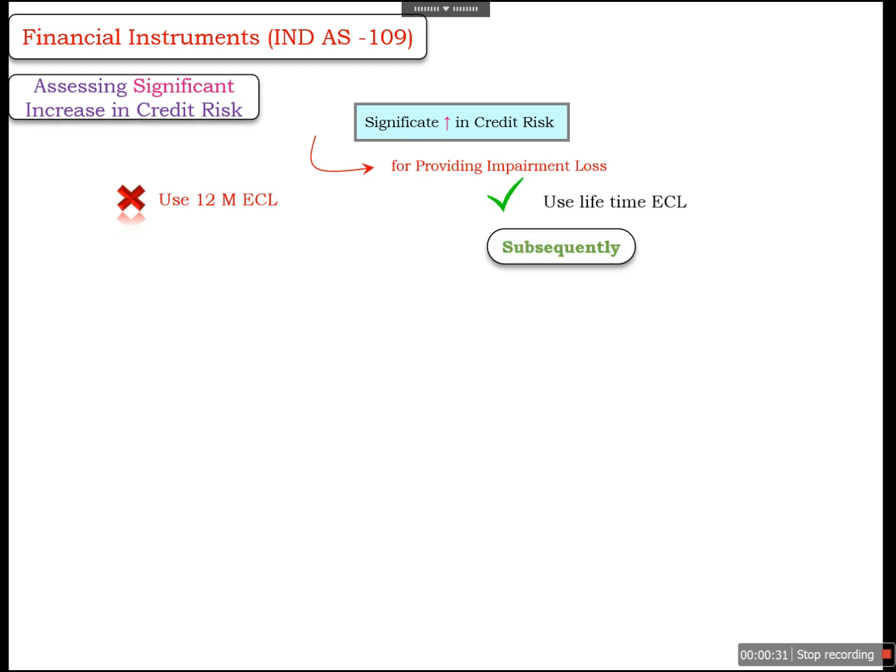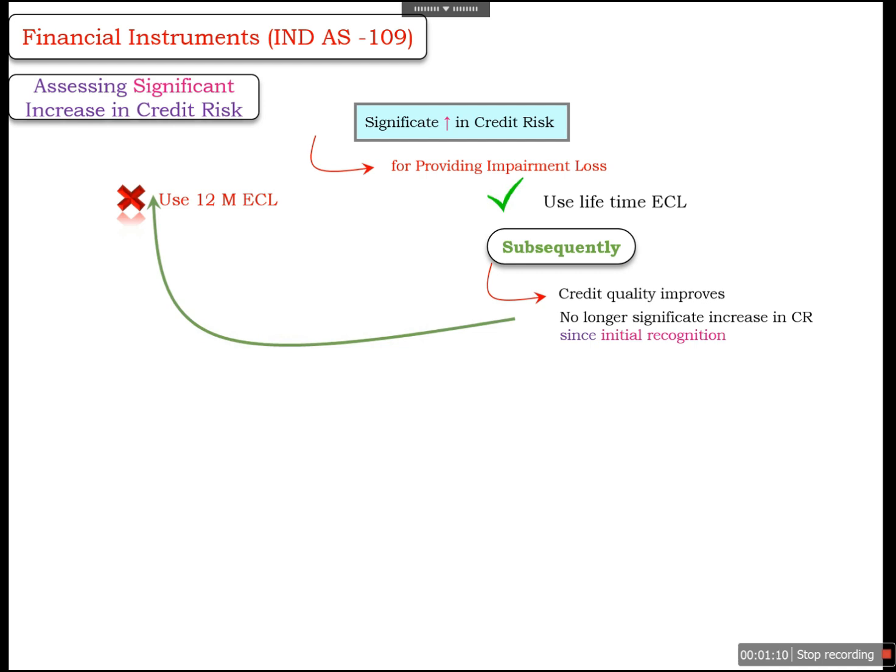However, subsequently, if there is a change in the credit risk and the credit quality of the financial assets improves, and there is no significant increase in credit risk since initial recognition, here we need to focus that the significant increase in credit risk must be compared from the initial recognition, not from the end of the last financial year. So if credit quality improves and there is no longer a significant increase in credit risk since initial recognition, in that case we will move from the lifetime ECL method to the 12 months ECL method.